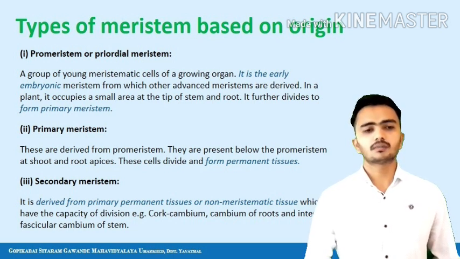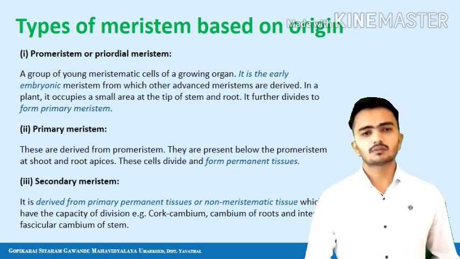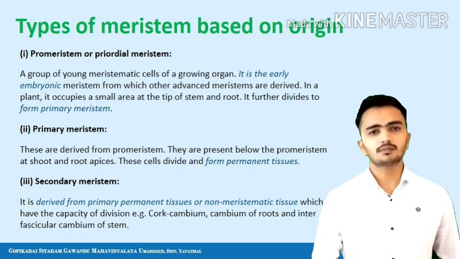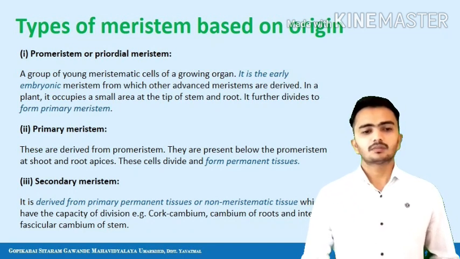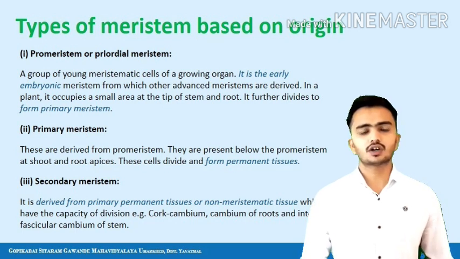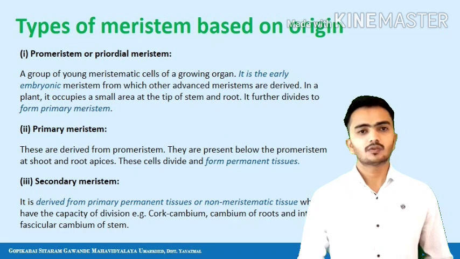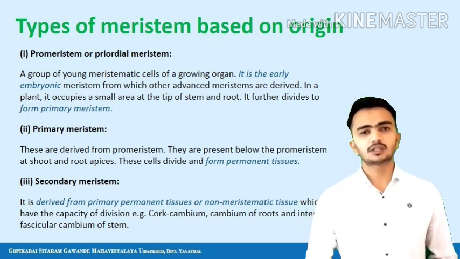It further divides and forms a primary meristem. The next type of meristem is primary meristem, which arises from promeristem, and this primary meristem forms a permanent tissue. These divide and redivide and form a permanent tissue. It is also present below the promeristem in root and shoot apices. Then the last type of meristem is secondary meristem, which is derived from primary permanent tissue or non-meristematic tissue, means those tissues which are differentiated, which have become permanent. From such kind of tissue, this secondary meristem arises.